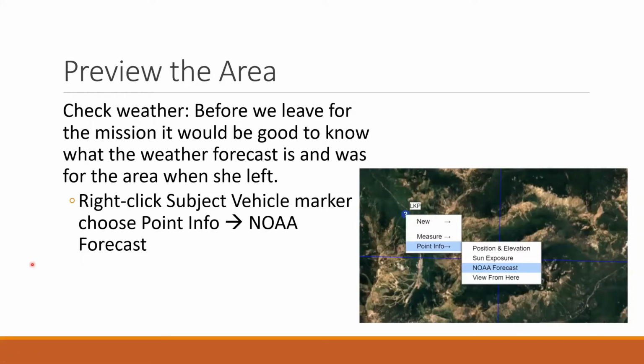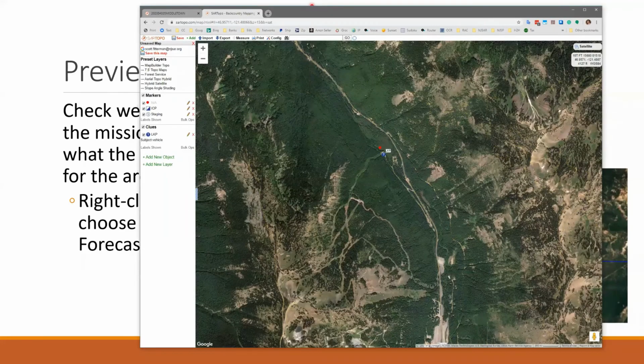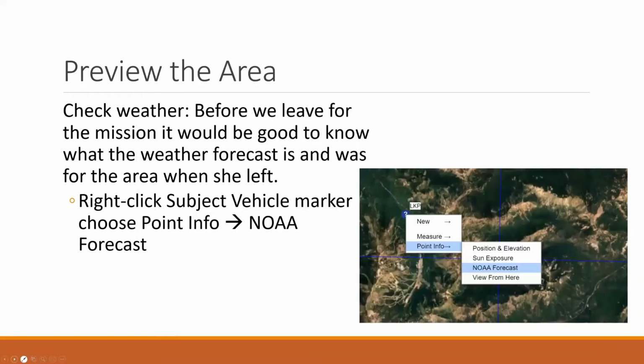So, next, check the weather. Before we leave for the mission, it'd be good to know what the weather forecast is and was for the area when she left, to see what she might have already gone through. So everyone can go ahead and right click on their subject vehicle marker, choose point info, and bring up the NOAA forecast. Okay, so we checked the weather.